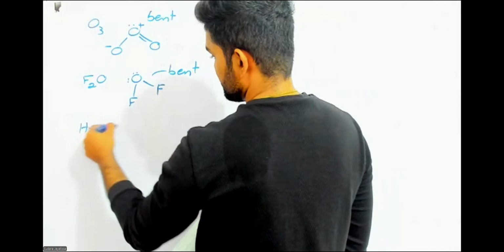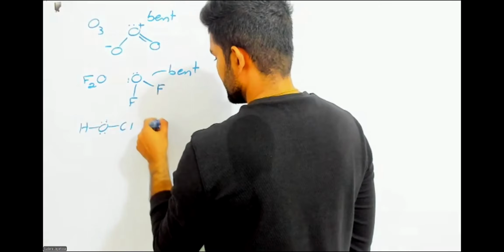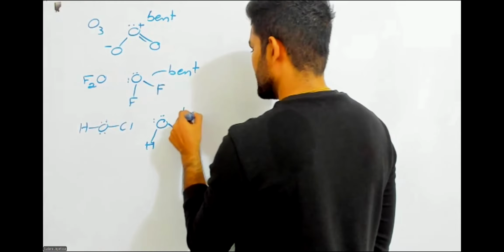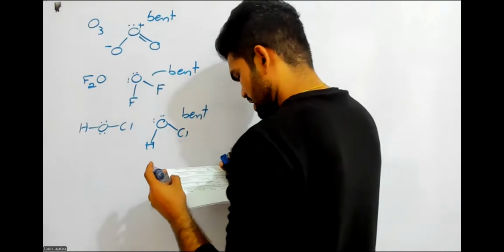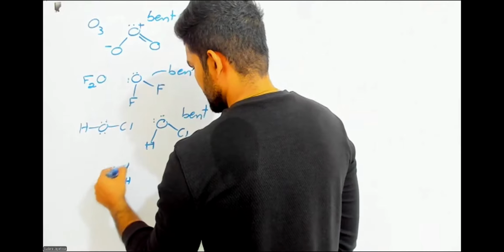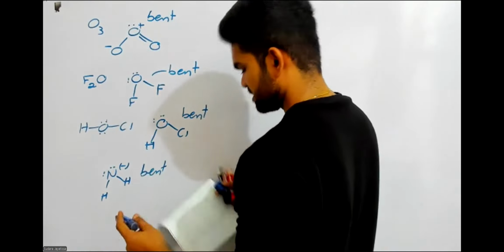HOCl. This is the structure. You can see it's kind of similar to the one we drew earlier. So that is also bent. And NH2 minus, there will be a lone pair, two lone pairs. So again, it's also bent. So all four structures are bent.